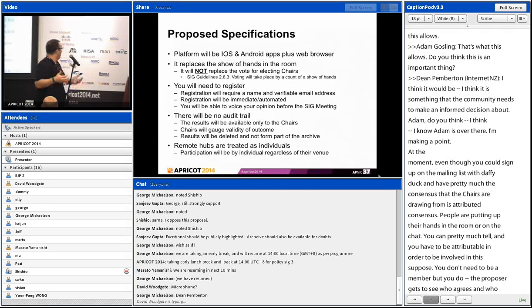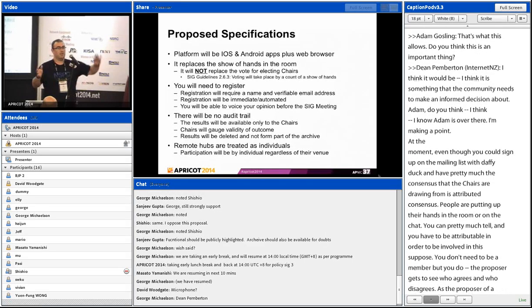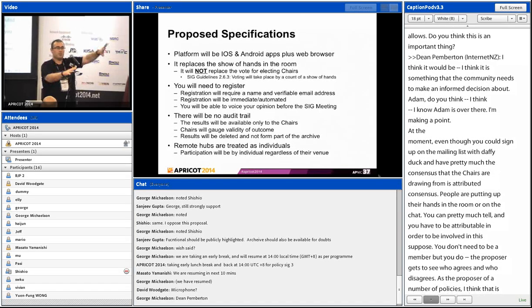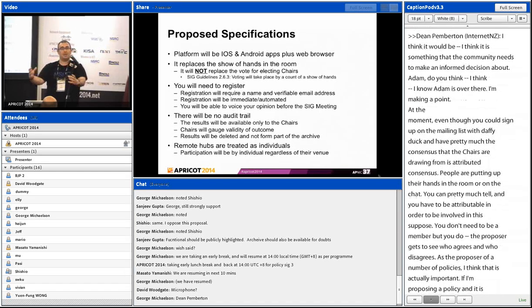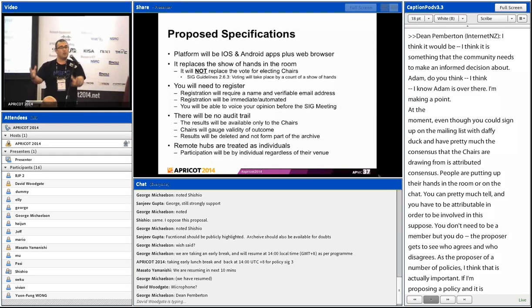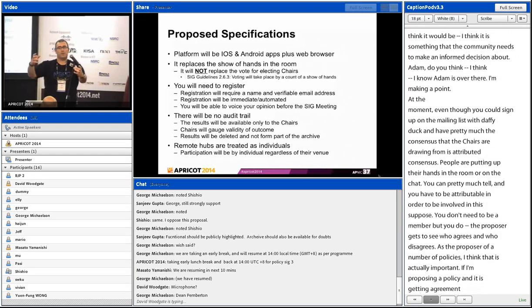And as the proposer of a number of policies, I think that's actually important. If I'm proposing a policy and it's getting agreement from this sector, but not agreement from this sector here, that's actually really useful information for me. If it's one economy or a group of economies who aren't agreeing with this, I absolutely need to know that. So if all that comes out of this is a whole bunch of anonymous malware on the net disagreed with you and your proposal doesn't pass, sorry, I'm not into that.